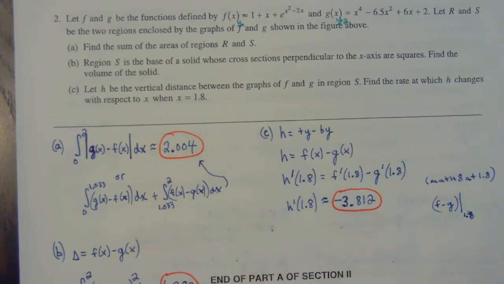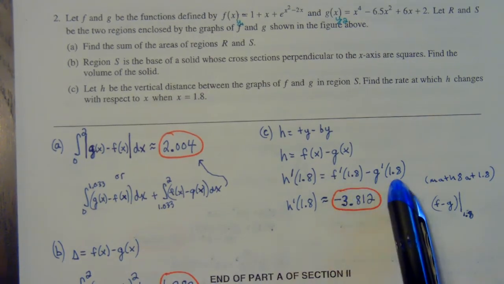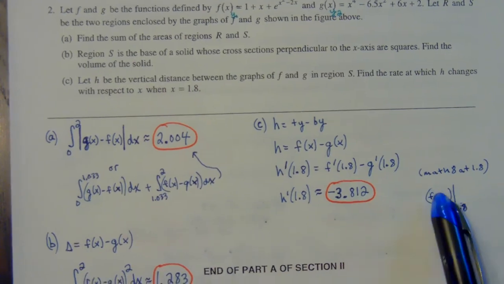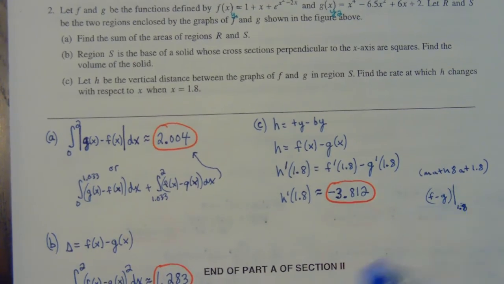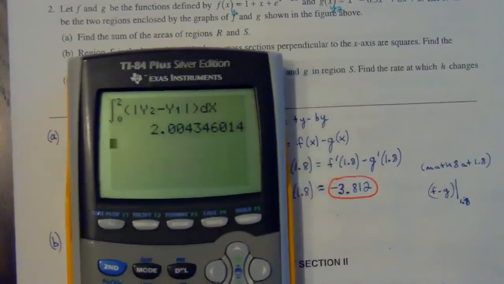And so this is where you could do the math 8 function. So let's actually do this. So you could do F prime 1.8 minus G prime 1.8. That'll get you the answer. Or you can just go F minus G at the 1.8. Let's just practice that real quick in the calculator.